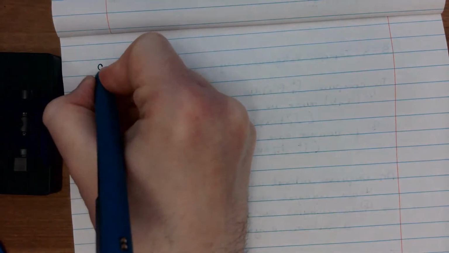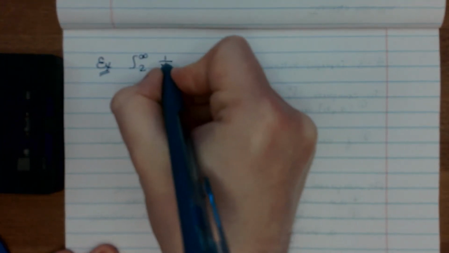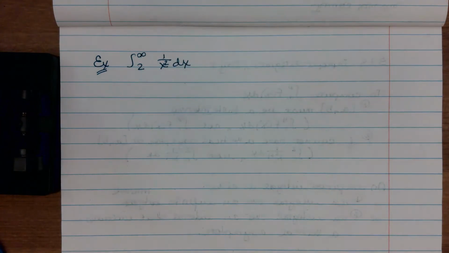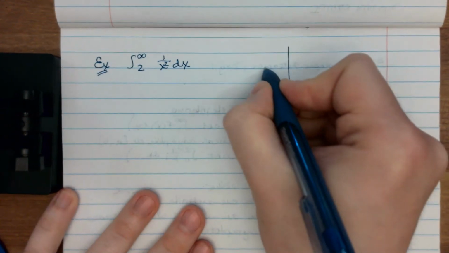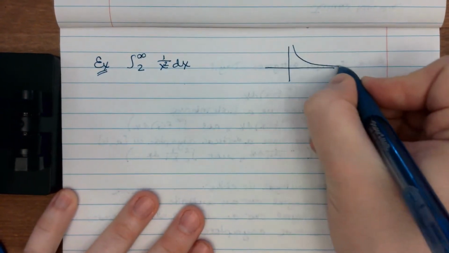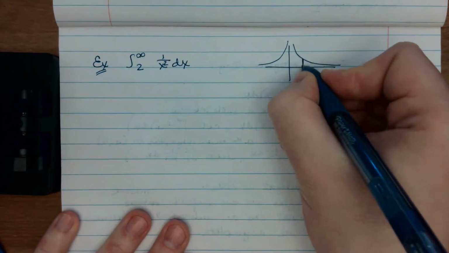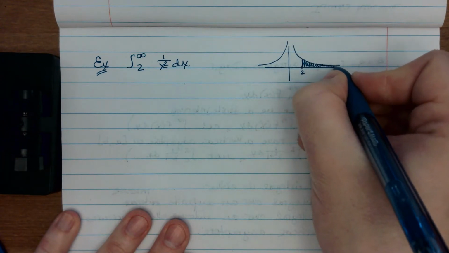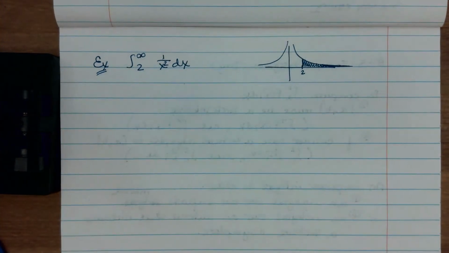Okay, so the first example we're going to take a look at is the integral from 2 to infinity of 1 over x squared dx. By the way, what is this asking us to do? Well, 1 over x squared looks something like that. I want to find the area from 2 all the way to the right. Does this actually approach some sort of finite area, or is the area here actually infinite?